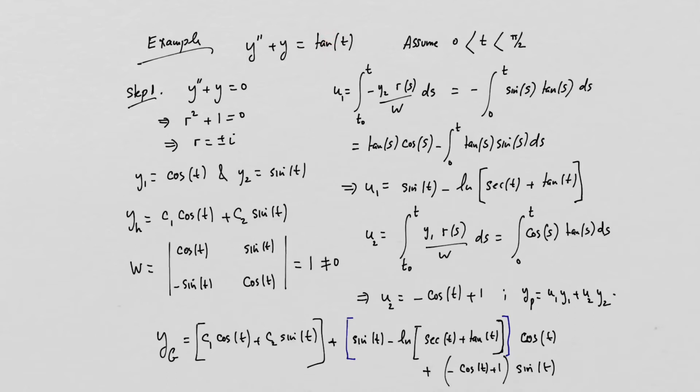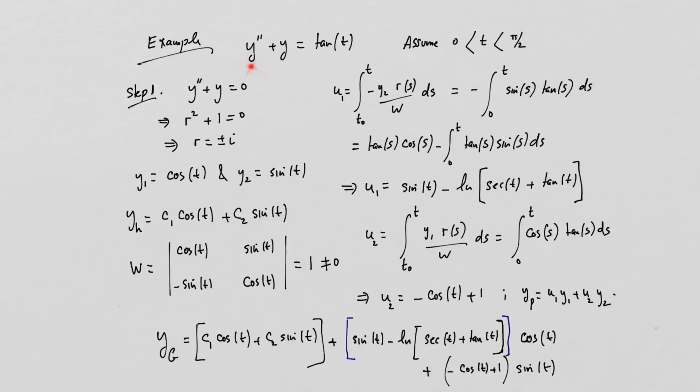If I had e to the t and the homogeneous had e to the t, you guess t e to the t. If I had sine, you guess a sine t plus b cosine t. If I have the cosine, the same thing. If I had 5t, you would guess a plus bt. But if I have tangent t, then you cannot guess. So you have to do the work, okay?